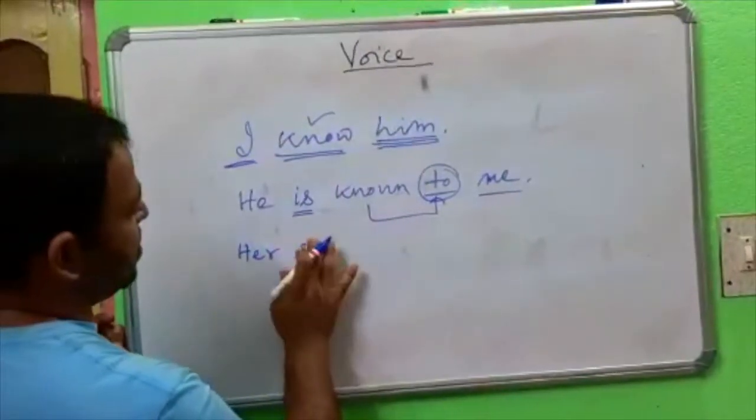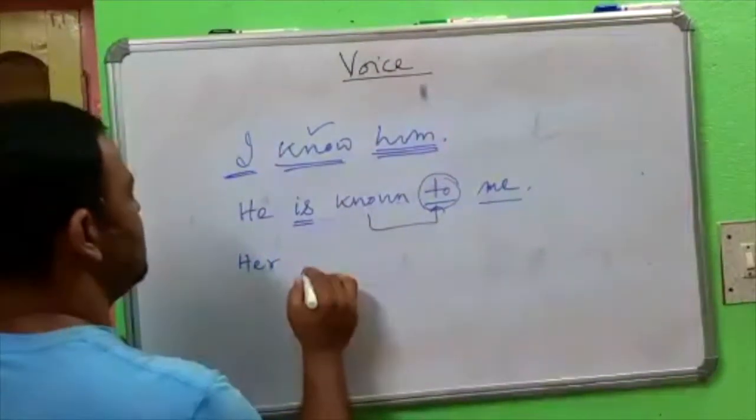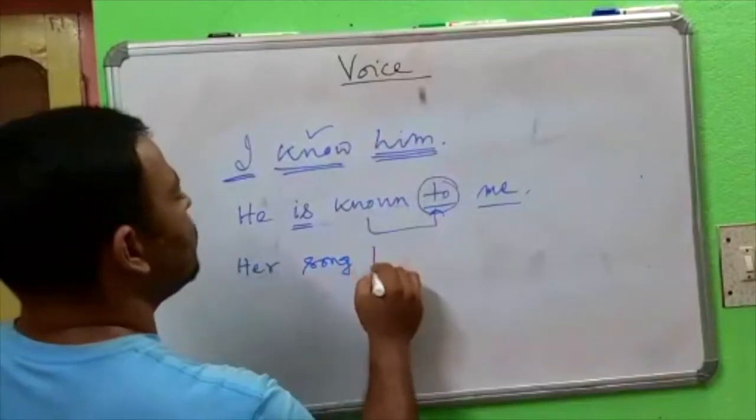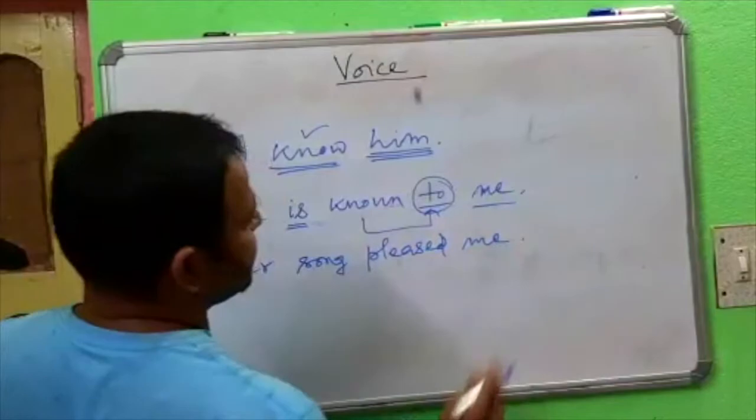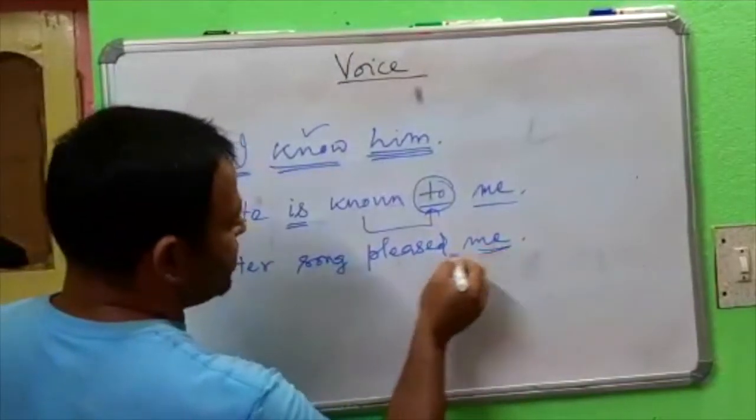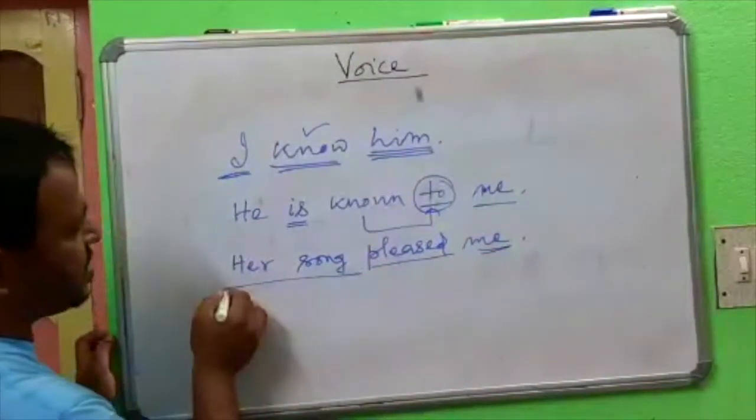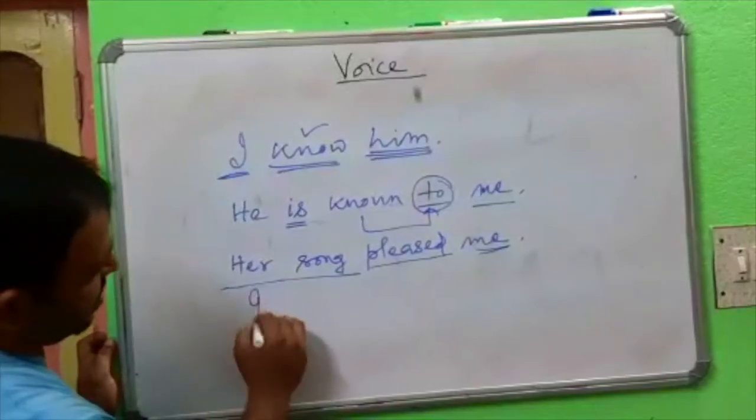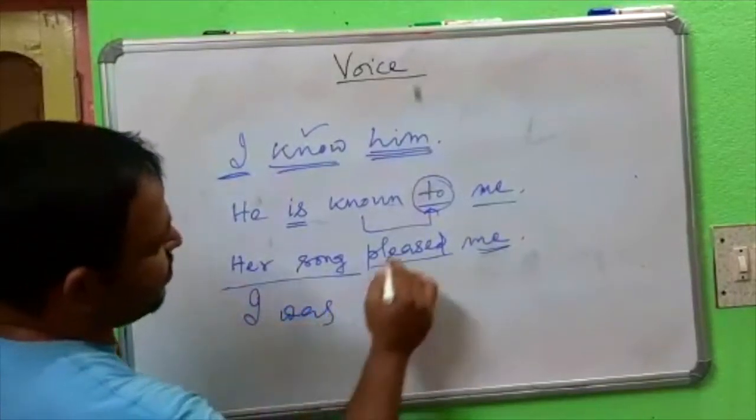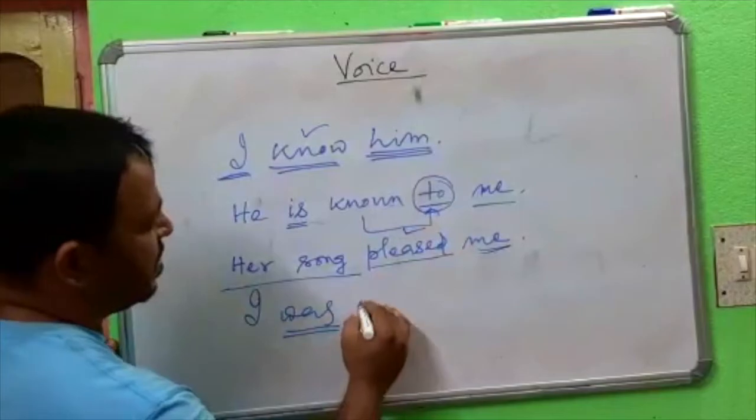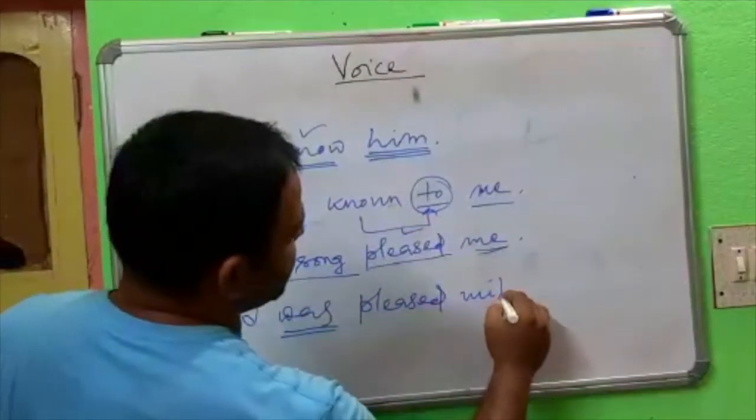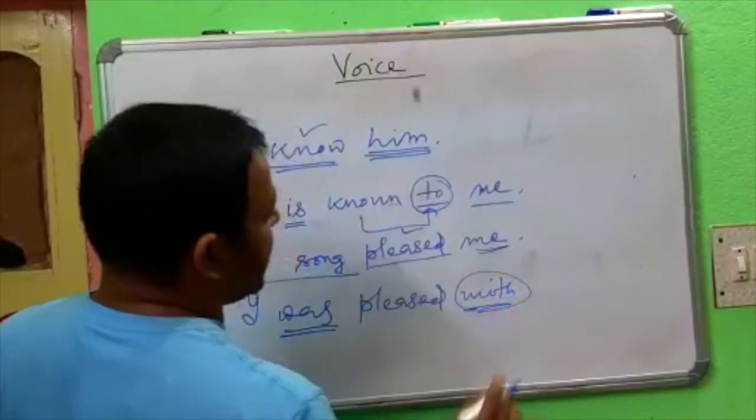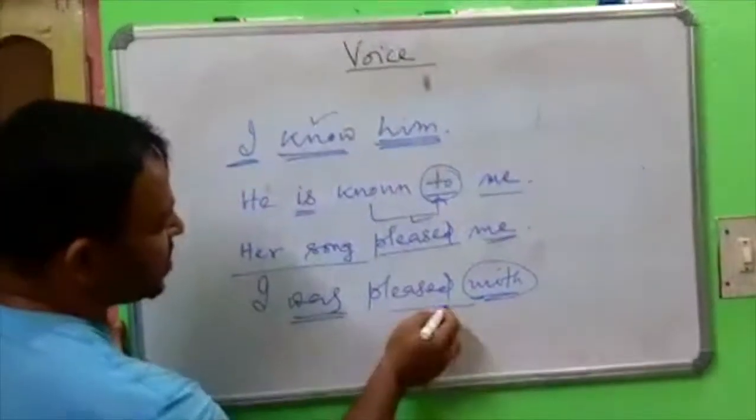Her song pleased me. Me is the object, pleased is the finite verb, her song is the subject. So, I was, as it is in past tense, so was is the verb, and the finite verb would be pleased. Here the preposition takes with. Keep it in mind, with the specific verb please.